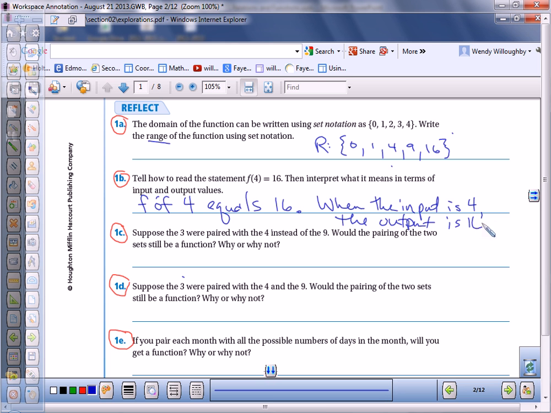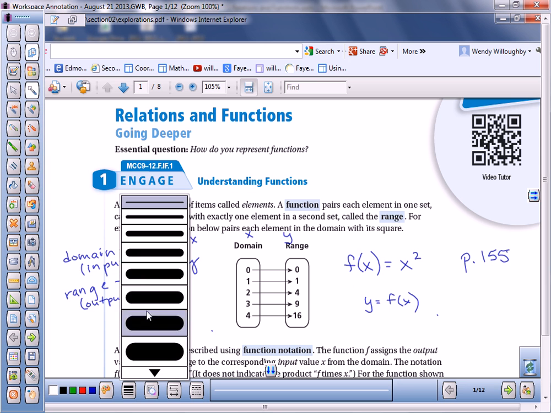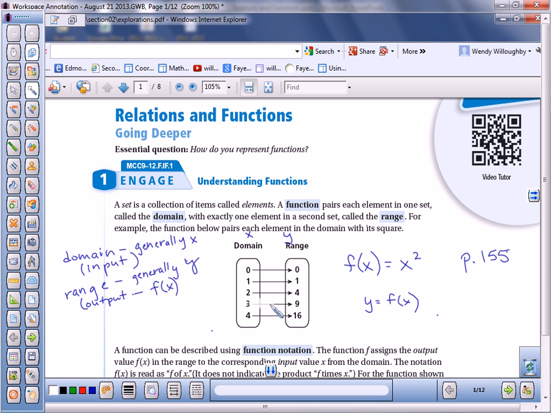Okay, now this is going to change some of what we're looking at. This says suppose the 3 were paired with 4 instead of 9. So let me go back and make that change for us. The 3 is no longer paired with a 9, so I'm just going to white that out.